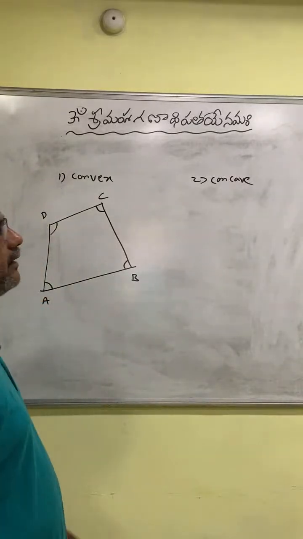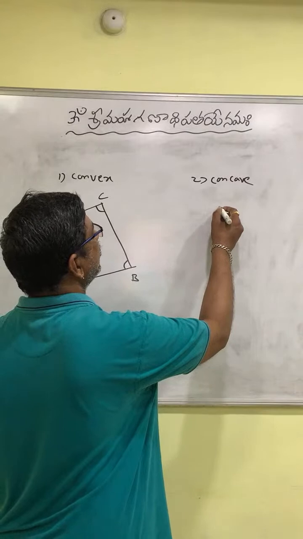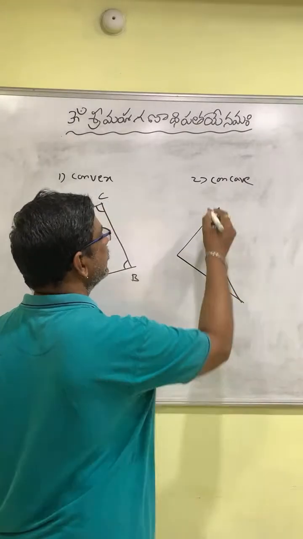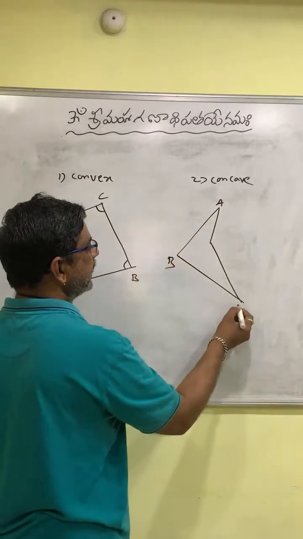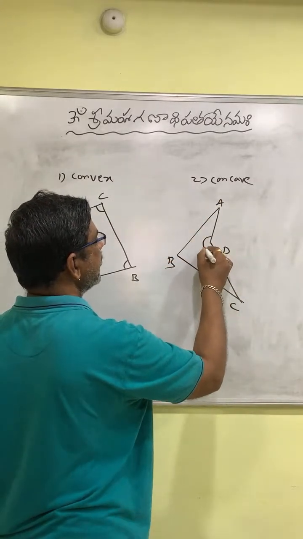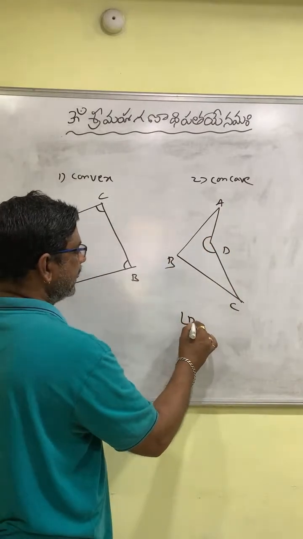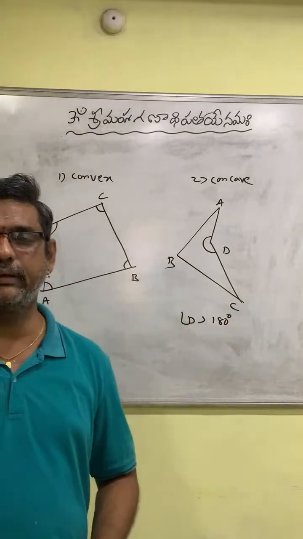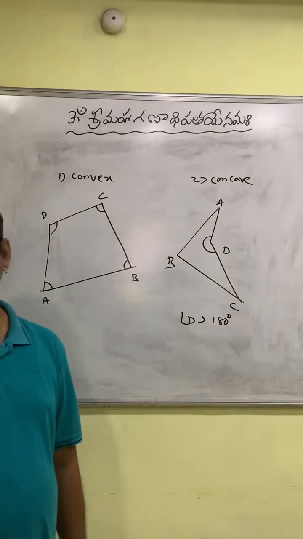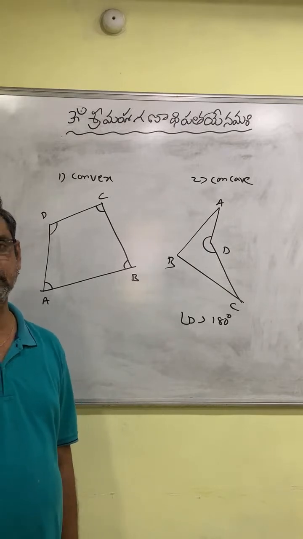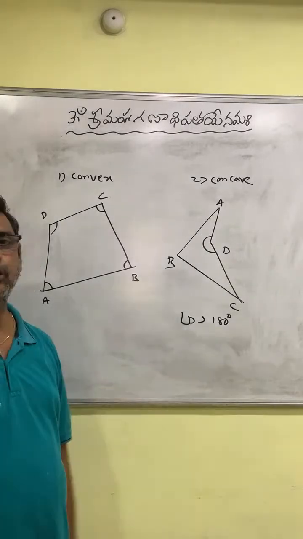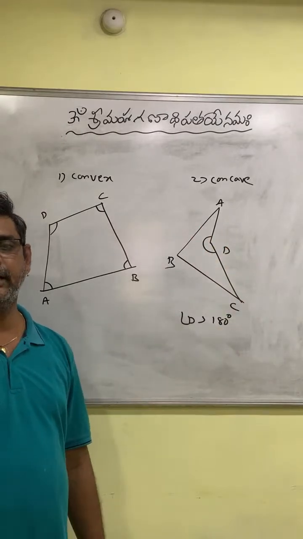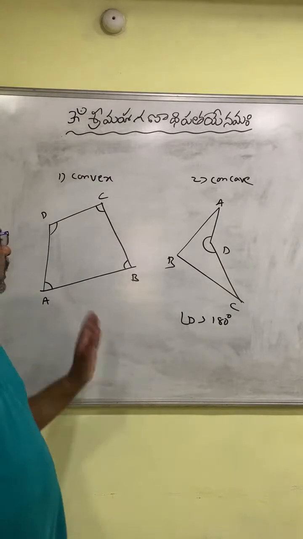What is a concave quadrilateral? A quadrilateral in which one of its interior angles is above 180 degrees. Here angle D is more than 180 degrees. In the figure, angle D is more than 180 degrees. So see, it has a cave-like structure, a cave-like structure. Okay?